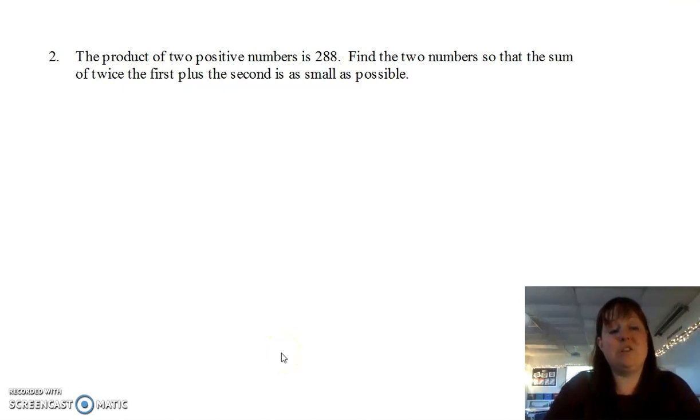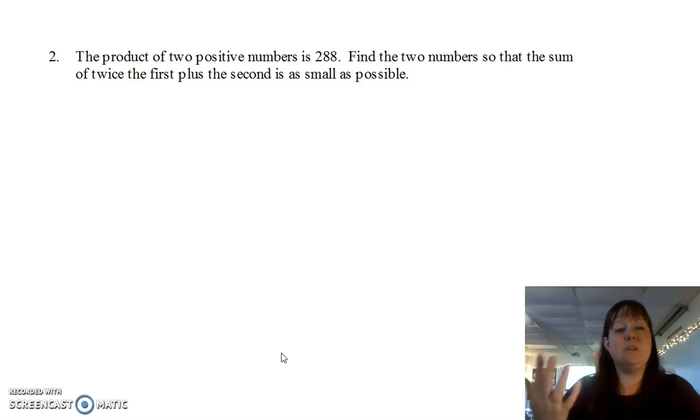All right, here's our second optimization problem. This one says the product of two positive numbers is 288. Find the two numbers so that the sum of twice the first plus the second is as small as possible. When we see "as small as possible," that tells us we're looking for a minimum, which also tells us we're doing optimization, right? Because optimization is saying, given all of this information, find the minimum or the maximum value for a function. And this one, we're looking for a minimum.